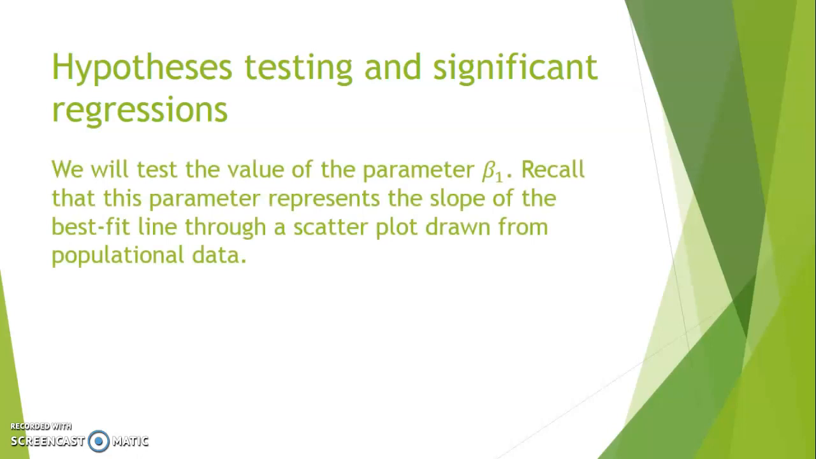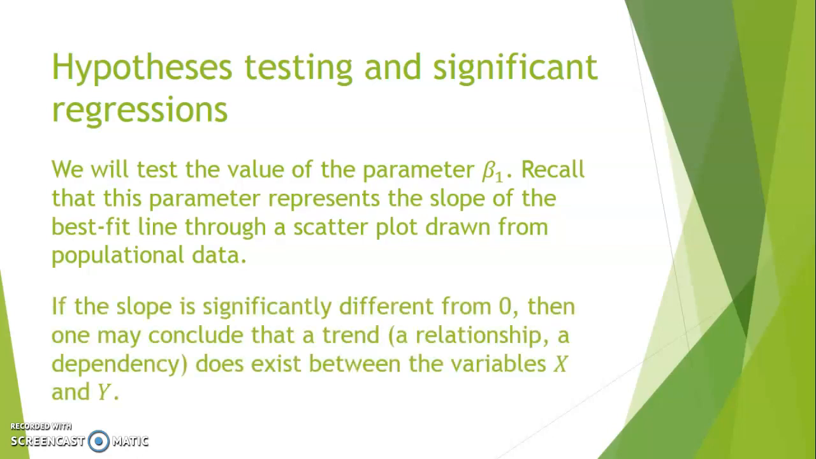So what we will be testing is the value of the parameter beta 1. Remember that beta 1 is the slope of the best fit line that we would obtain from populational data. If beta 1 is different from 0, then we can conclude that there is a trend, so a relationship where values of x changing causes y to change as well.